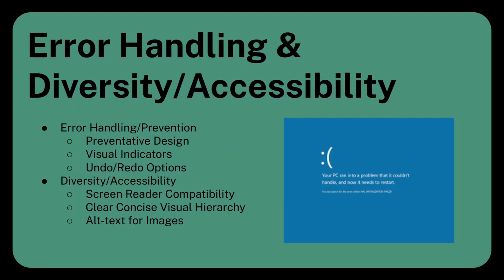Now, as for error handling, diversity and accessibility, when designing I took a lot of preventative design measures to make sure there were no blatant errors, with visual indicators to help users. I also added an undo and redo option in case something did go wrong. It allows users to go back and forth if they make a mistake, or if something on the website goes wrong.